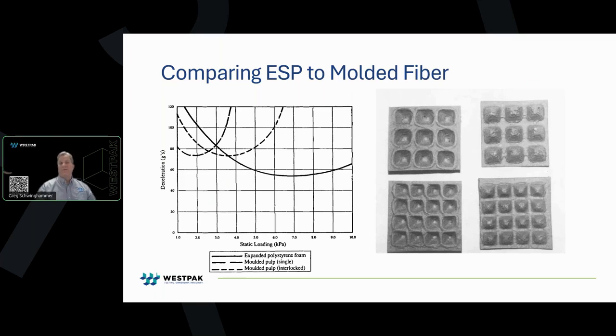The study found that at a static loading between 0.29 psi, or 2 kPa, and 0.58 psi, or 4 kPa, molded fiber cushions performed as well, if not better, than the EPS cushioning material loaded at equivalent pounds per square inch. At loadings above 0.58 psi, the EPS outperformed the molded pulp. The study concluded that molded pulp is best used for low drop heights and low static loadings.